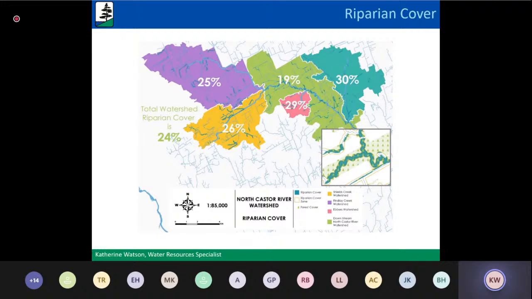The reason I'm pointing this out is because a lot of our recommendations within our report center around increasing riparian cover within this catchment because it is on the low side. So these percentages that you're seeing, the recommendation is that watercourses have 30 meters of buffer. And so these percentages are the percent forest cover within that 30-meter buffer. So the recommendation is that it should be sitting at about 75%. Next slide.